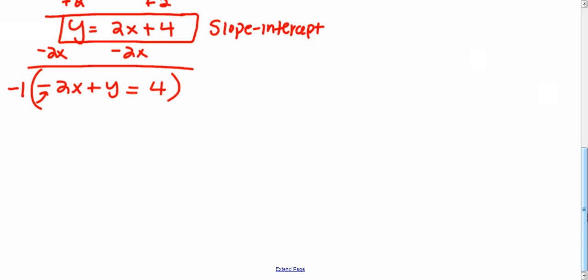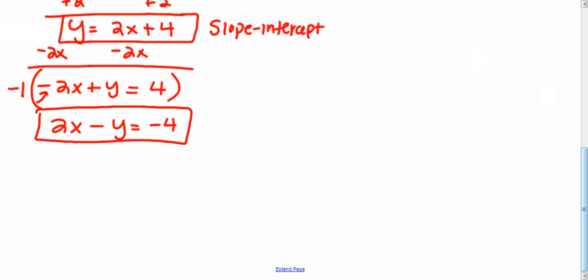So when I do that, I'm going to distribute that -1 through, and this will become positive 2x and negative y and negative 4. Don't forget to distribute the negative to the right side. That's a super common mistake. This right here would be standard form. Okay, so those are parallel.